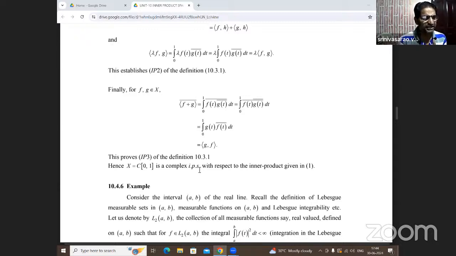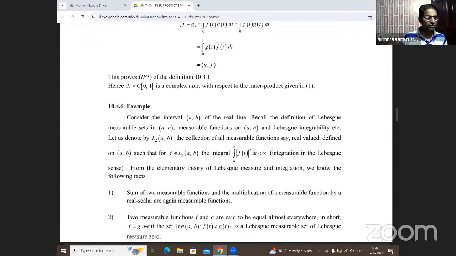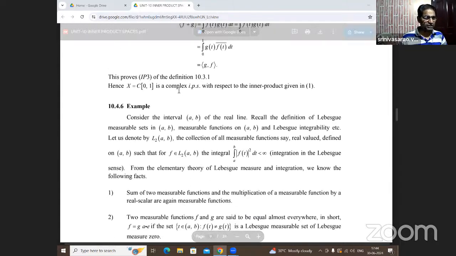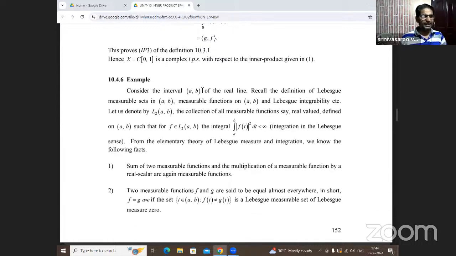Particularly in the examination, listen carefully: define inner product space and give any suitable example of a real and a complex inner product space. At least one of each. So you must mention one real inner product space and one complex inner product space. This is one of the most important points. If you understand according to the subject and this concept, it is easy to write that answer. So this is one example of a complex inner product space.